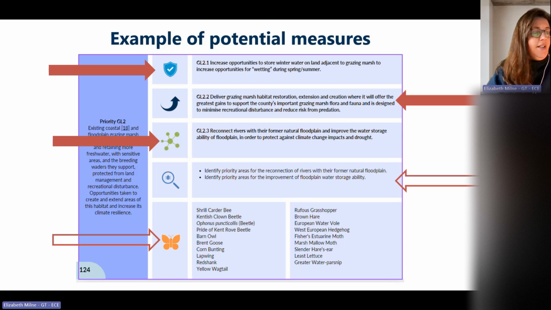So if you were interested in looking at where that particular measure was mapped, you would just take the reference number, go onto the online tool and select the relevant map based on the reference number. And I'll show you the mapping tool shortly.